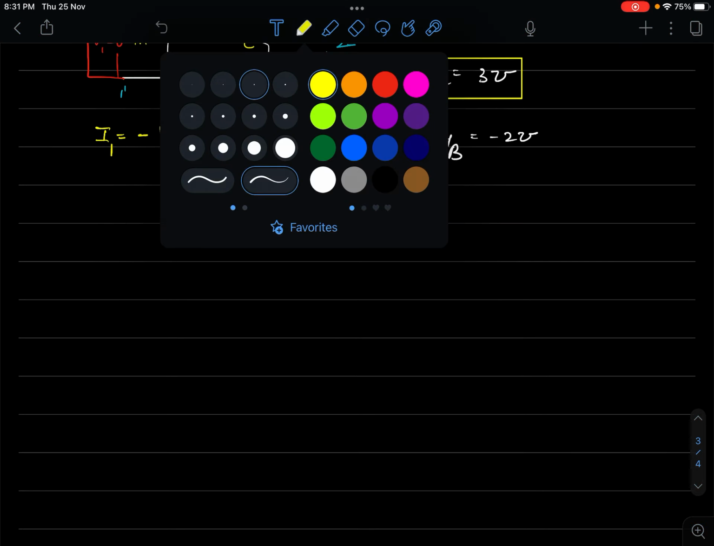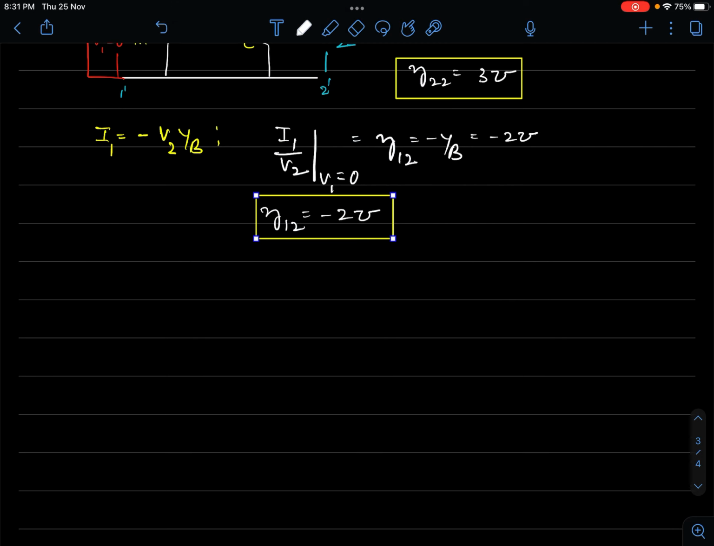So we will try to summarize the results. We will put the results in one place. So Y11 is found to be equal to Y22, which is equal to 3 mhos. And Y12 equal to Y21, which is equal to minus 2 mhos.